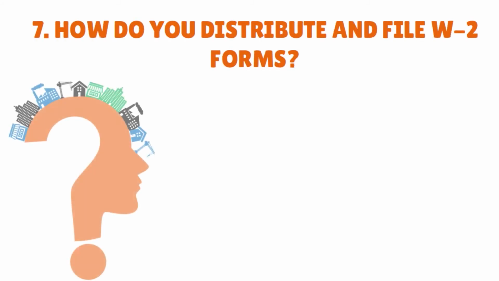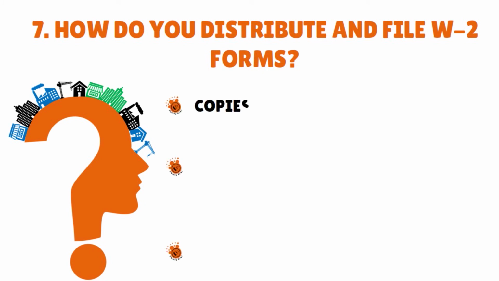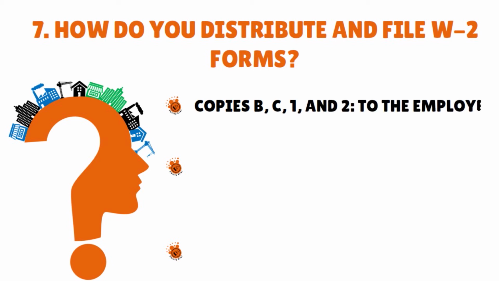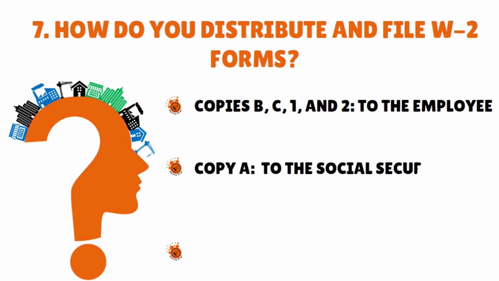And how do you distribute and file W-2 forms? So to the employees, you need to send copies B, C, 1, and 2. All right, this is for the employee, rather, right? Because the W-2 is a form that goes to each employee, right? So it's personalized. And to the Social Security Administration, you need to send copy A.